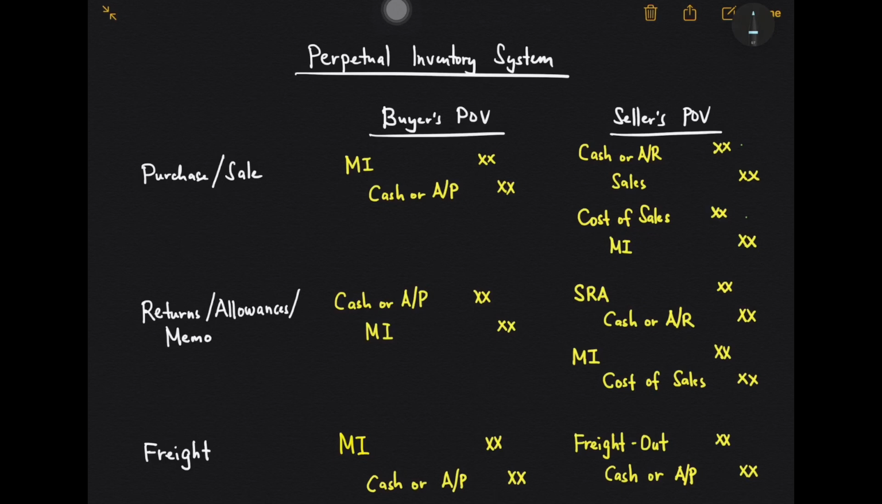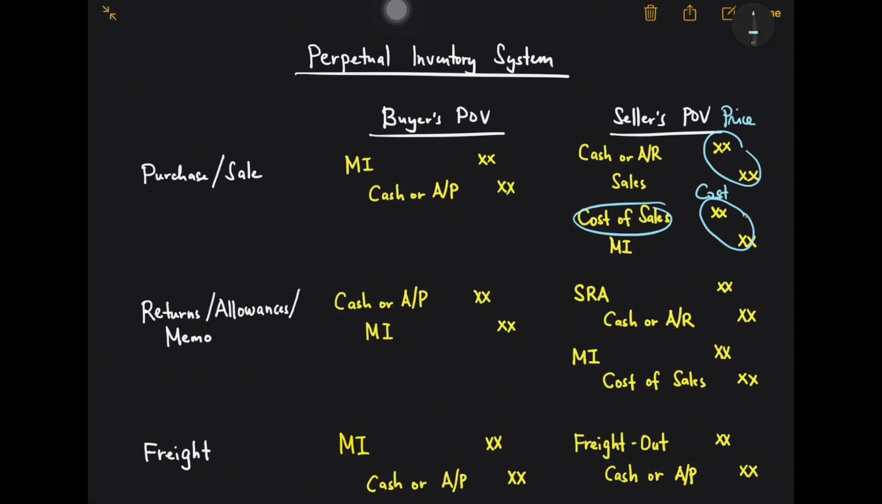If you are the seller, you will debit cash or accounts receivable depending on the problem, and you will credit sales. And aside from that entry, you will debit cost of sales and credit merchandise inventory. The cost of sales here is a nominal account, and its normal balance is debit. The amount that you will write here would be the price, meaning the amount with the markup, and then the amount that you will write here would be the cost, meaning the price without the markup.